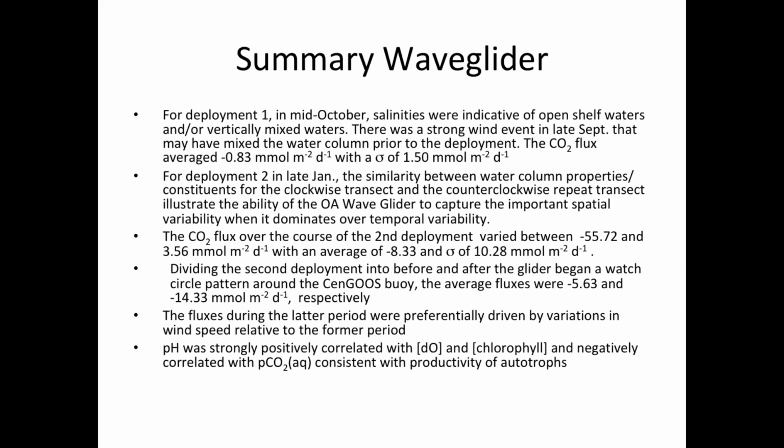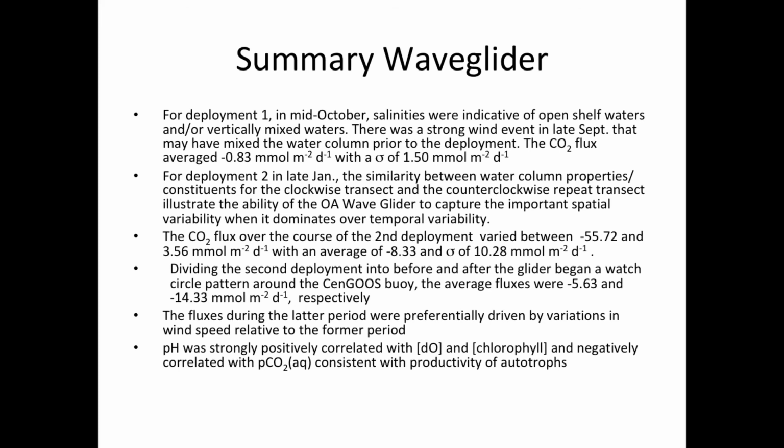So to summarize for the wave glider, for deployment 1, where a lot of the measurements were cut short, the salinities that were measured were indicative of open shelf waters. And at this time of year, generally, they'd be vertically mixed. If they're vertically mixed, then you have higher salinity at the surface. And there was a strong wind event in September, before we deployed. The CO2 flux averaged minus 0.83 millimoles per meter squared per day. So during that time period, it was a sink along the path while it was taking data.